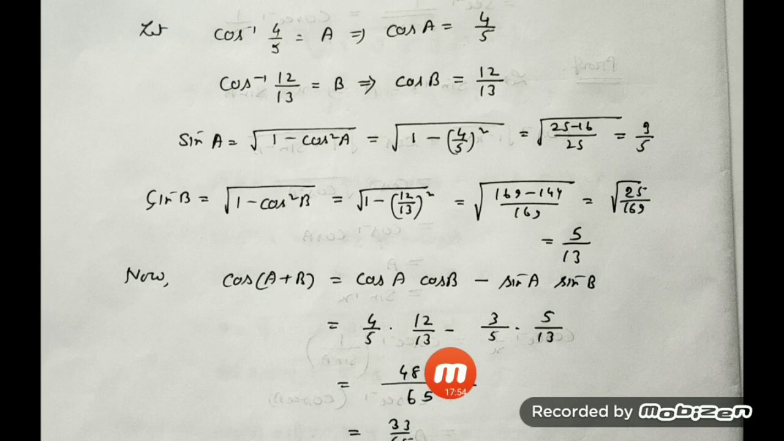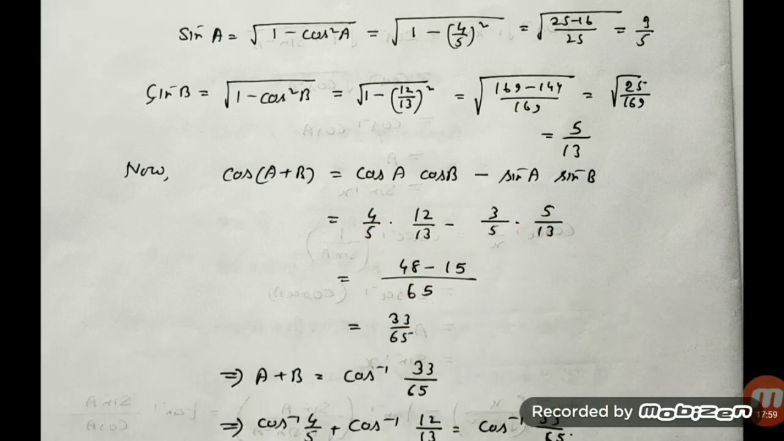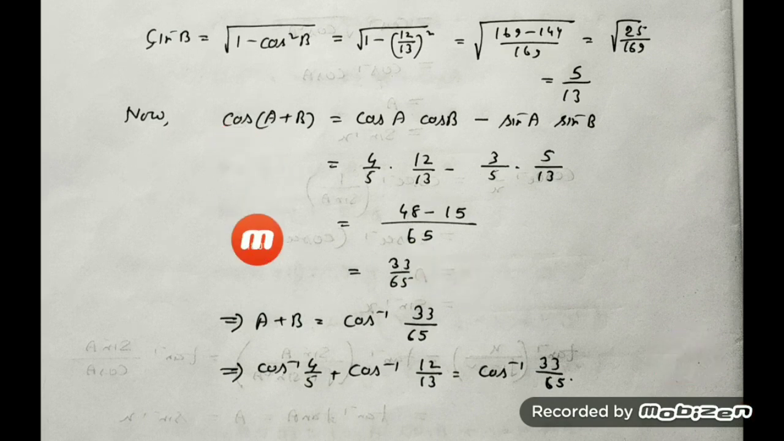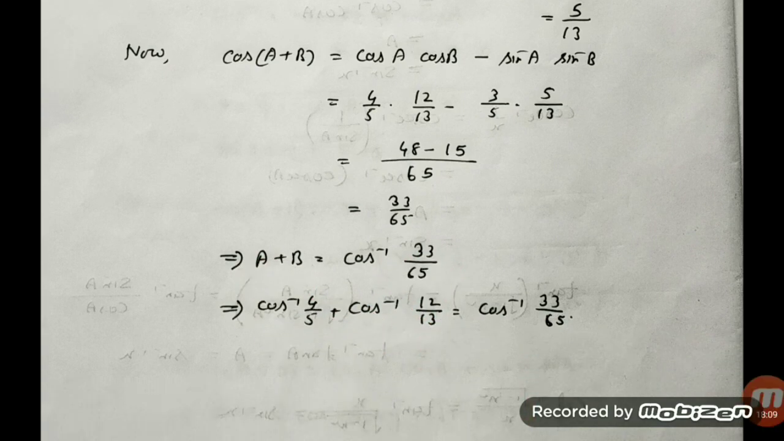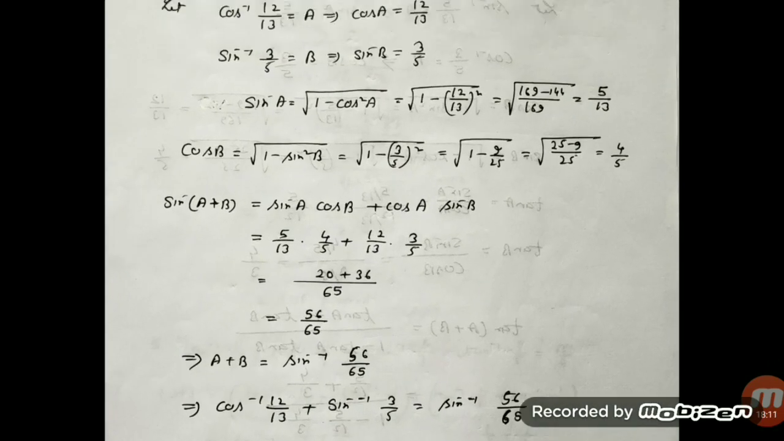Okay, to the calculation, 65 is your LCM. This is 48 minus 15, that is equal to 33. So if I bring cos, the calculation is done. So after that you bring cos to the right side, that becomes cos inverse of this one. Substitute back what is A and B. Hope you understand the method. Okay, similar thing we have understood.